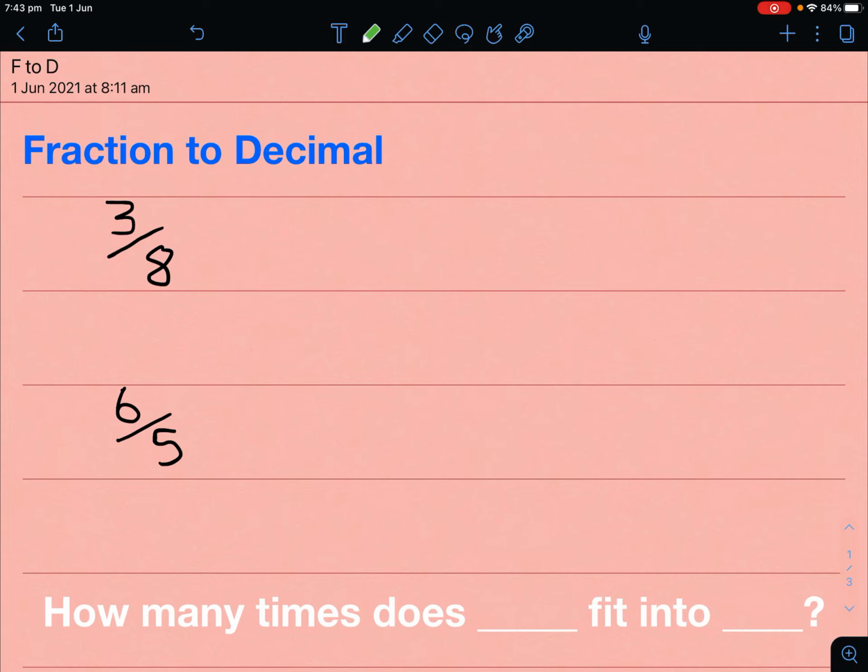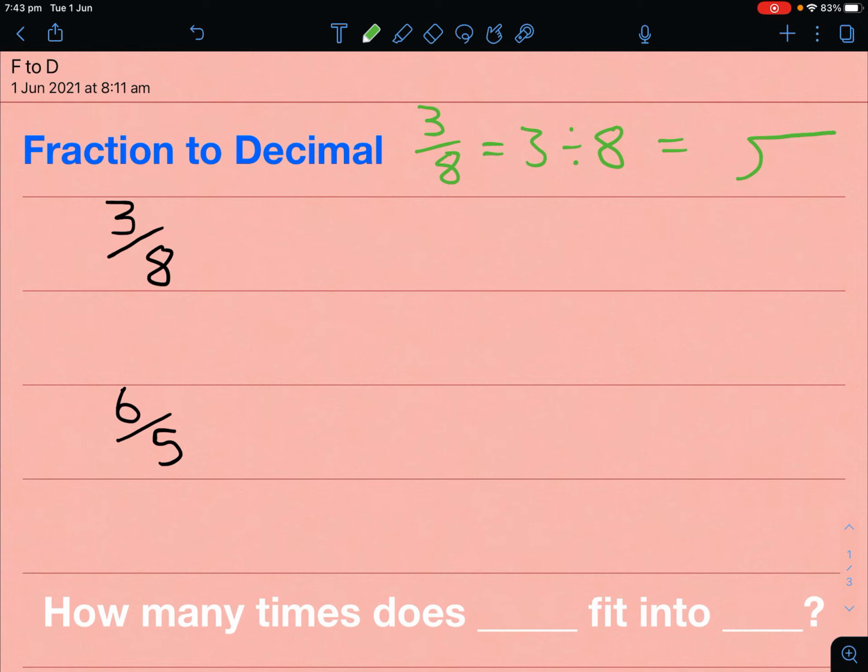Okay, so to change a fraction into a decimal, it's helpful to remember that fractions, like 3 over 8, are actually division problems. So we can also write this as 3 divided by 8, and that means the same thing. Now there's another way that we can write division problems as well, and that is using this template.